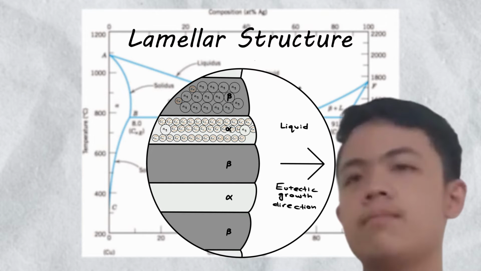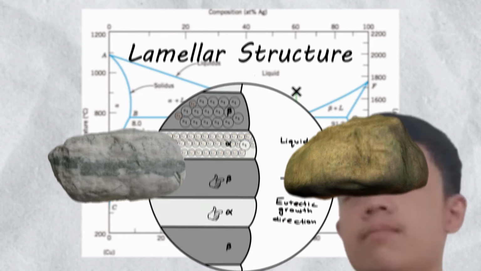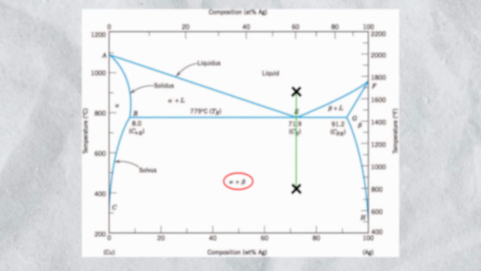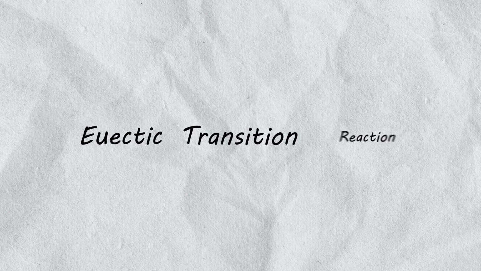But hold on a minute. In the lamellar structure, we see two solid phases. But how did one liquid turn into two solids? Let's rewind a little. Right here. At this point, where the liquid starts to solidify, the system undergoes a very special reaction, the eutectic transition reaction.